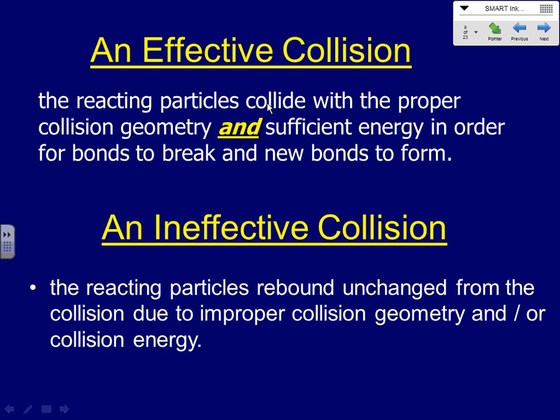Okay, so in order to have a reaction, we need proper energy. Things have to be going fast enough, and we need proper orientation. Okay? And if one of those fails, unsuccessful chemical reaction, the particles just bounce off of each other like billiard balls, and they go on their way unchanged.